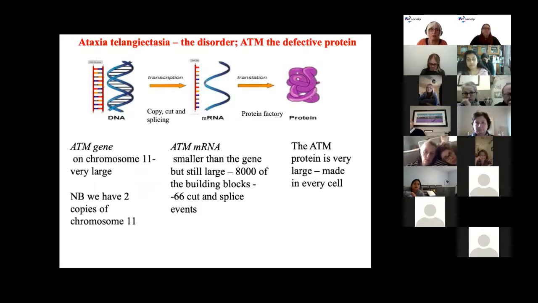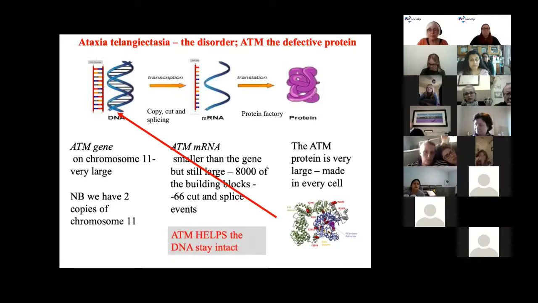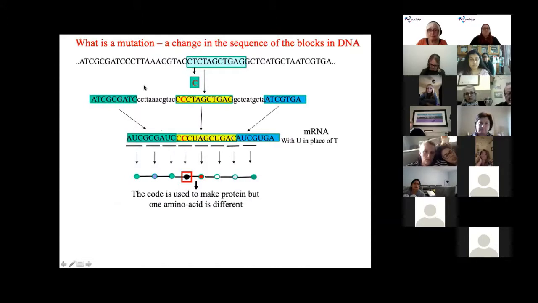And then for ATM, the ATM gene is on chromosome 11. It's a large gene because it's going to encode a large protein, but it's got large amounts of information that aren't used in it, because you've got 66 of these cut and splice events, and all the information in between that's thrown away. And we have 2 copies of chromosome 11. And as I said, it helps keep this whole DNA molecule intact.